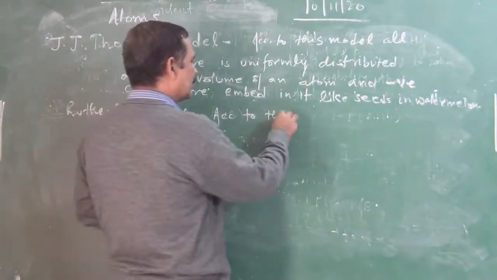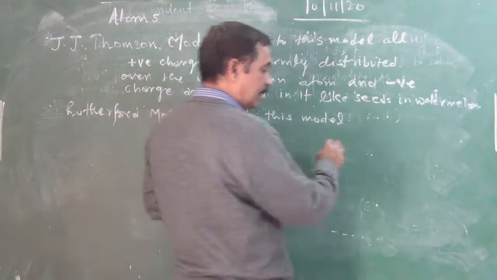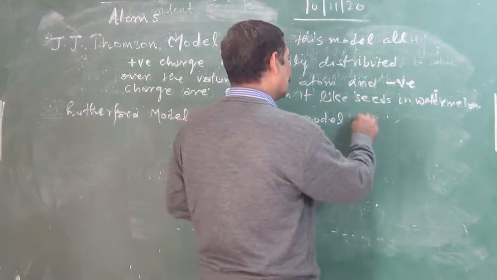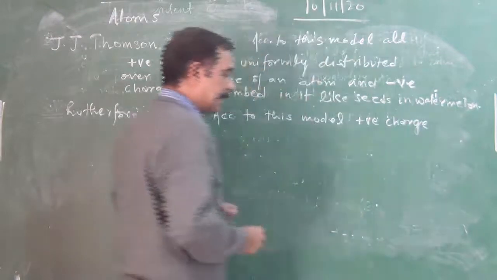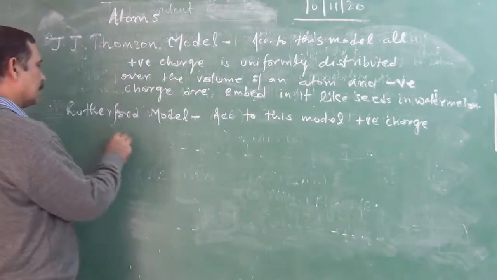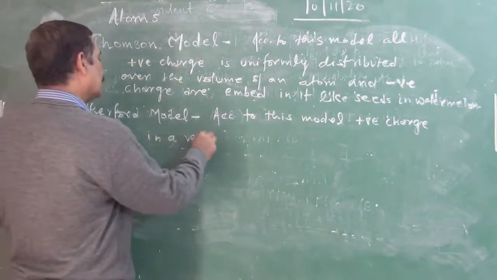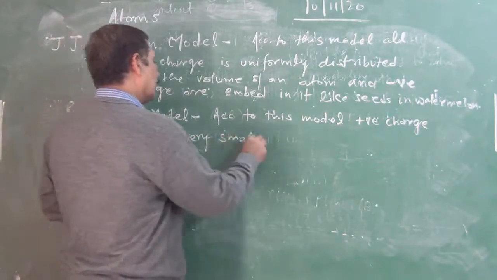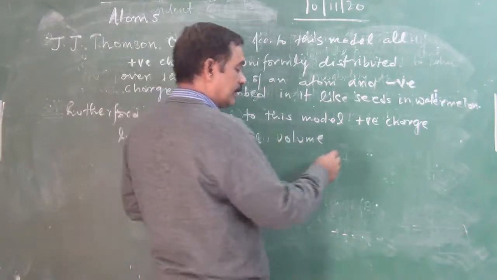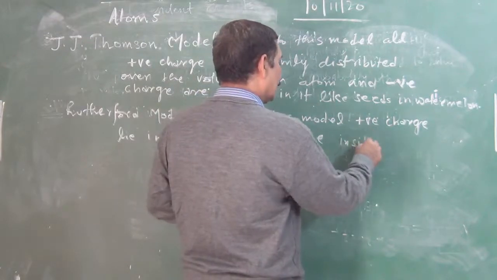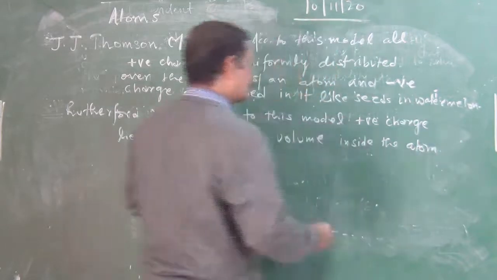According to this model, all positive charge lies in a very small volume inside the atom, which is called the nucleus.